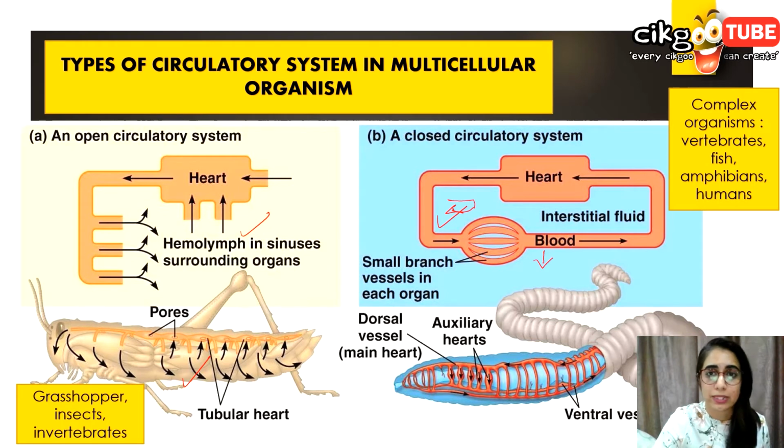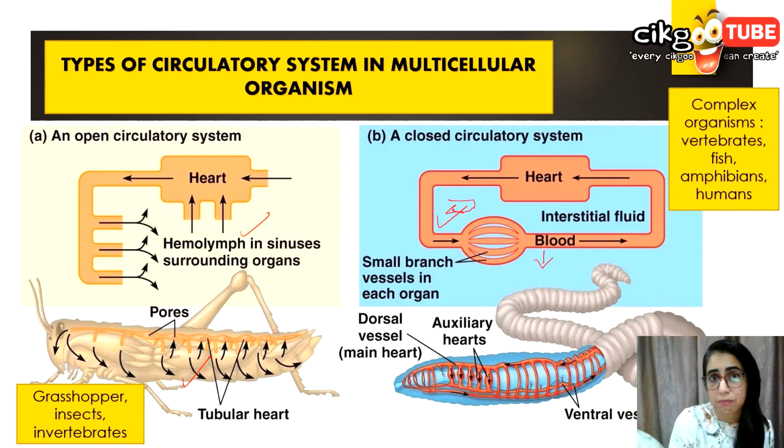Now, the hemolymph is a blood-like nutritious liquid that transports nutrients and waste, but not respiratory gases such as oxygen and carbon dioxide. They just transport nutrients and waste. But in the closed circulatory system, transportation of essentials such as nutrients and respiratory gases occurs between the system and also the body cells.